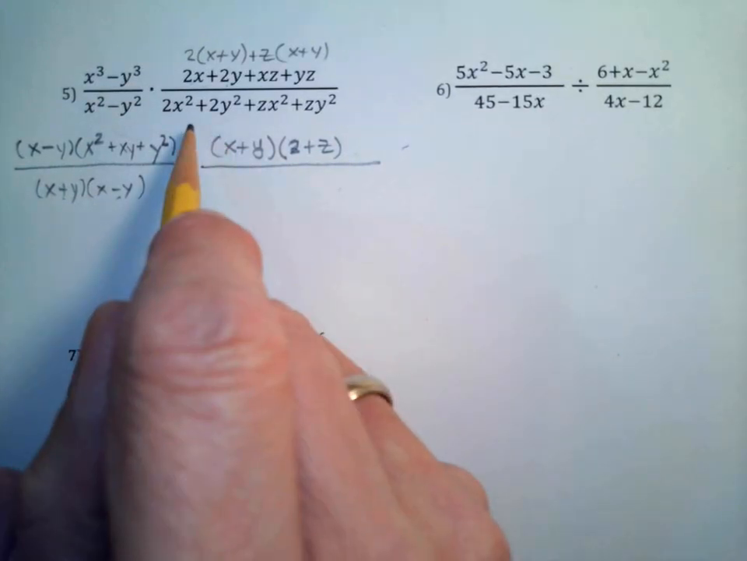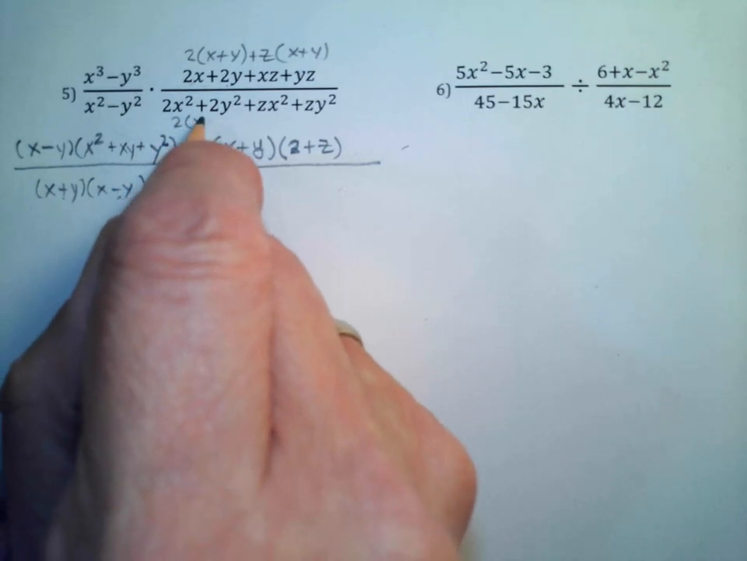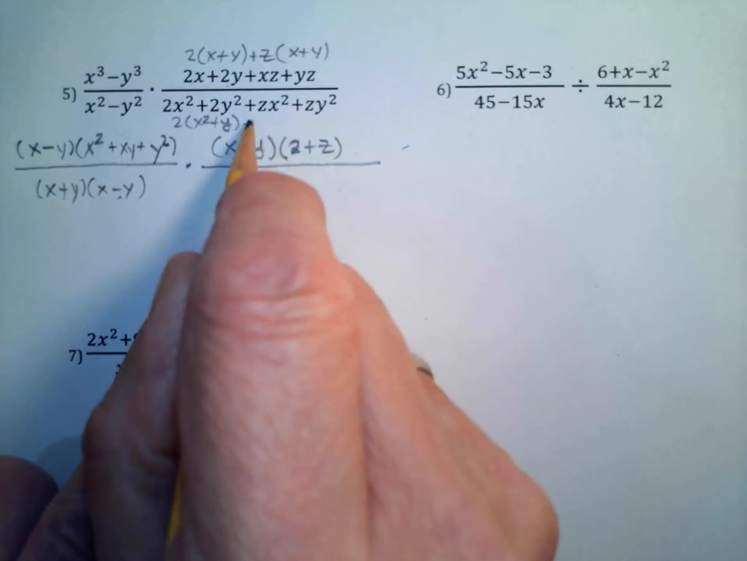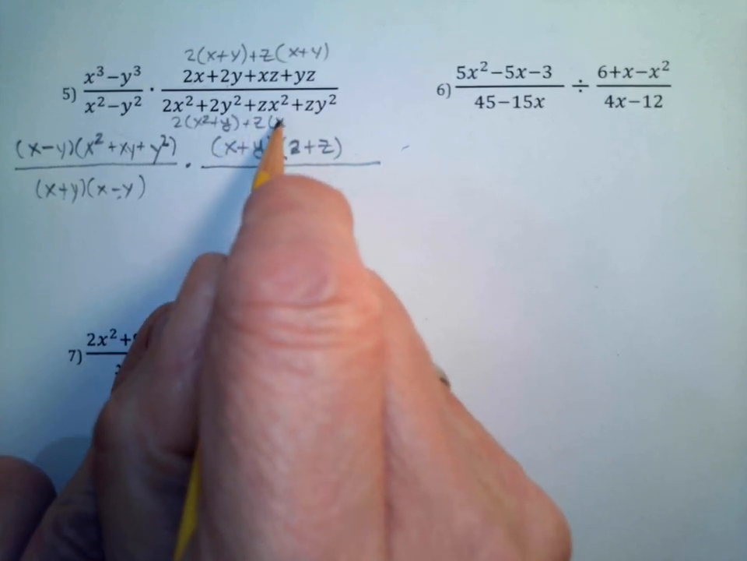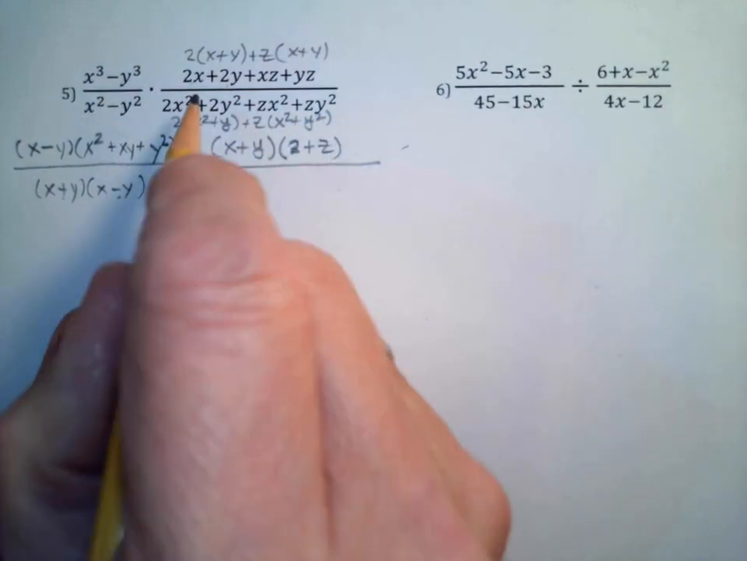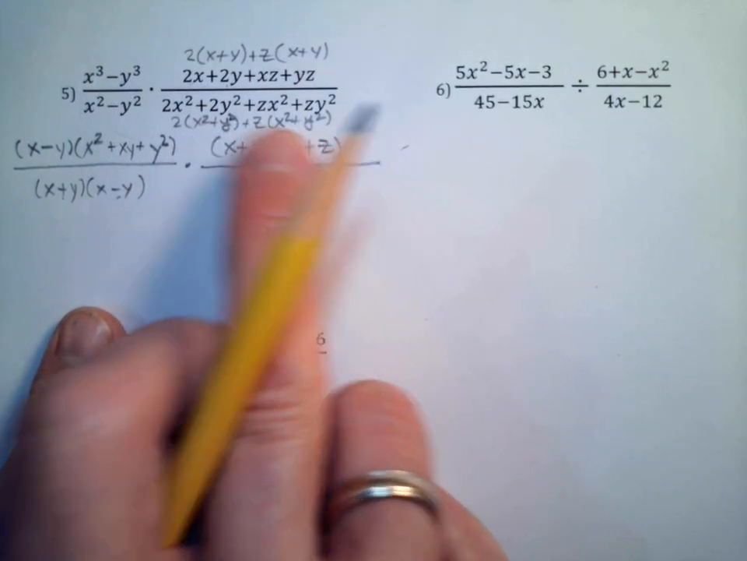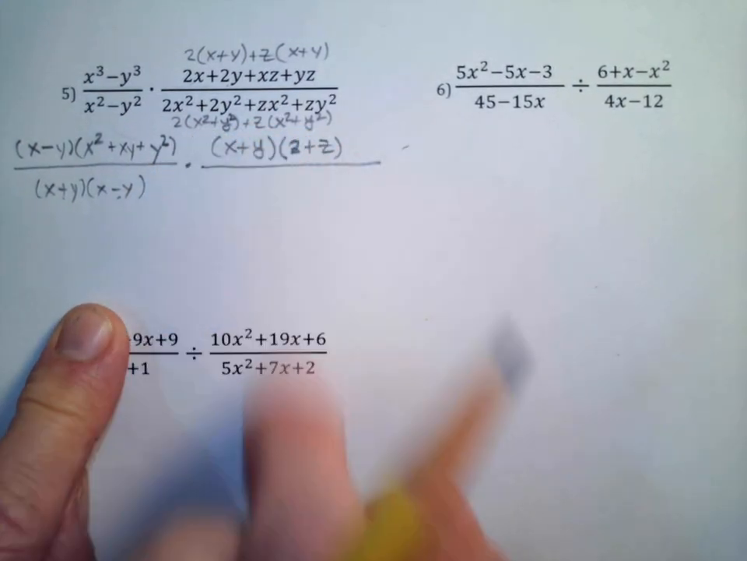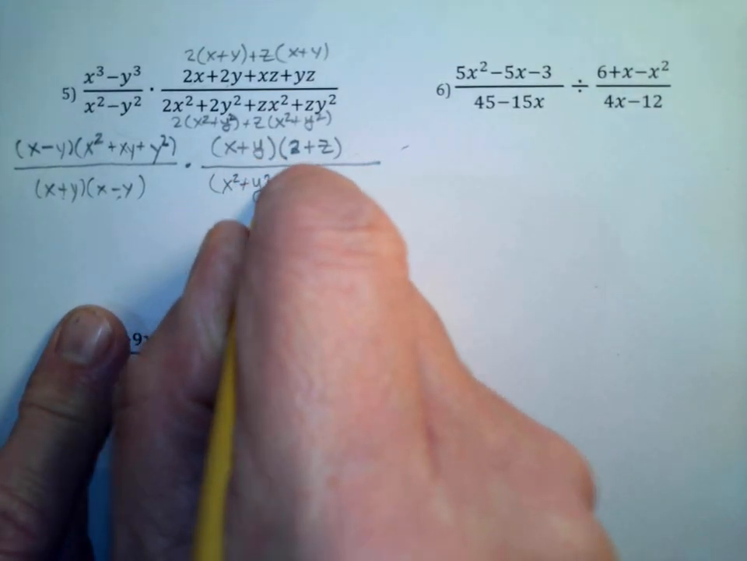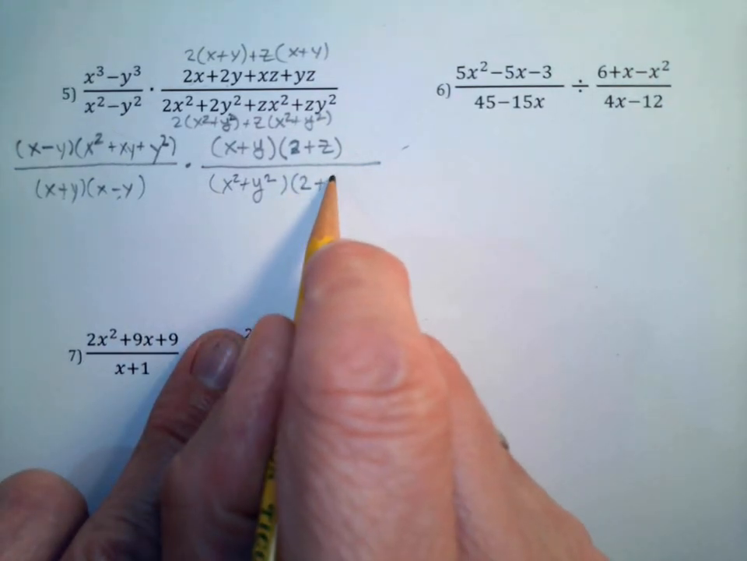Okay, on the bottom, what are we going to take out of this? We're going to take out a 2, so that leaves us with x squared plus y squared. And then I'm going to take a z out of these, similar to what we just did, x squared plus y squared. Oops, I lost my square here. You can see my binomials are the same here in the parentheses. So this is going to be x squared plus y squared, and then 2 plus z.